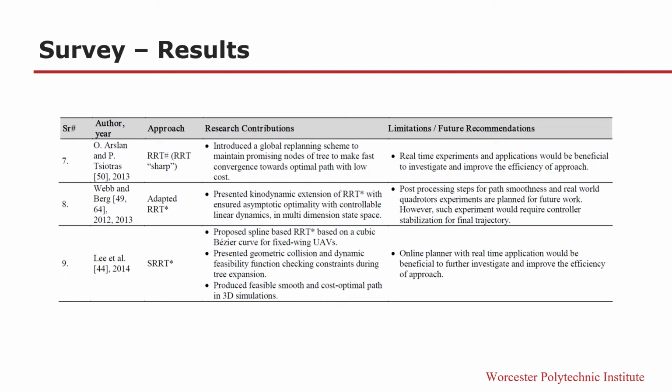To overcome the above limitations, adapted RRT star was implemented. The proposed approach found asymptotically optimal trajectory for a car-like robot with a 5D state space and aerial vehicle with a 10D state space. Spline-based RRT star for non-holonomic path planning of fixed-wing UAV in 3D environment was developed. It expands the tree by using a cubic Bezier spline curve. This enabled RRT Star to produce smooth and cost-optimal paths in 3D simulations using a model of UAV.